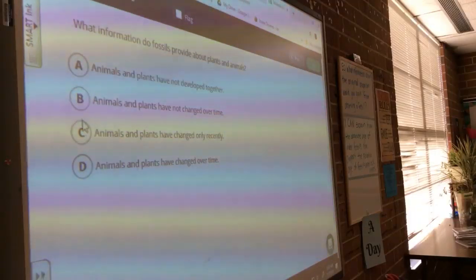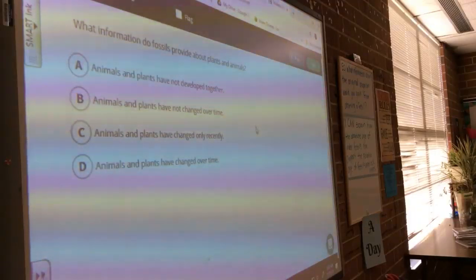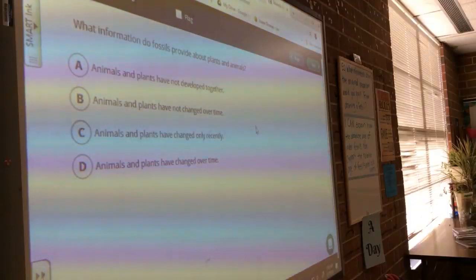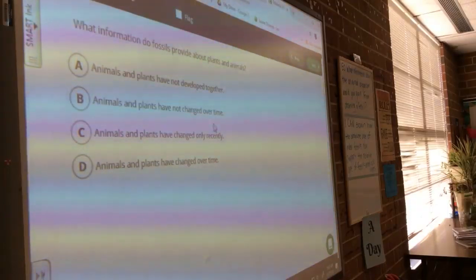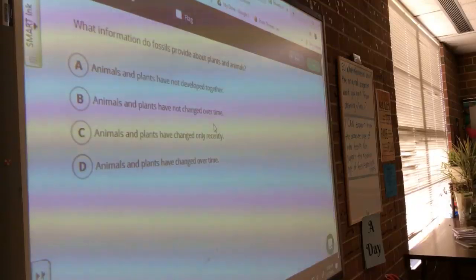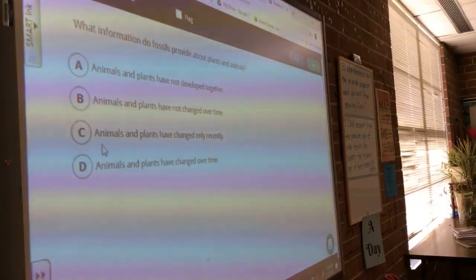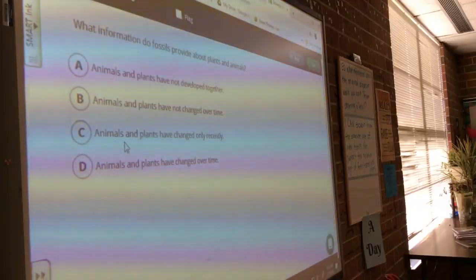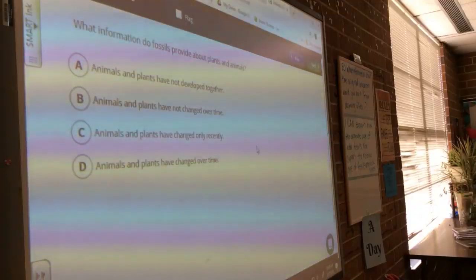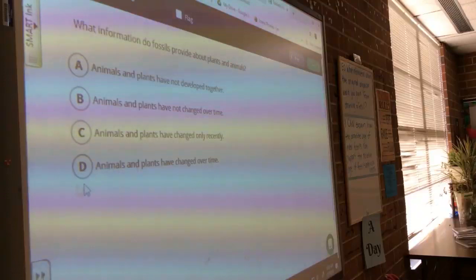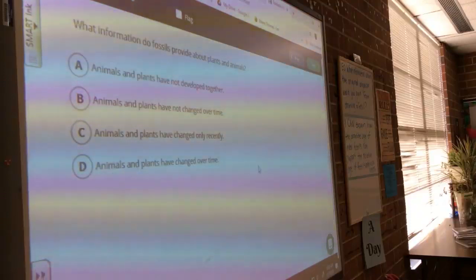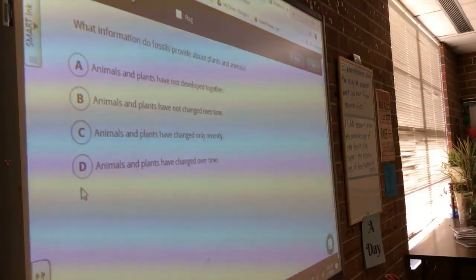Animals and plants have not changed over time. True or false? Definitely false. We have evidence that they have changed. Look at the mastodon and the mammoth and the elephant. They've changed. C. Animals and plants have changed only recently. True or false? False, definitely. They've been changing a long time. Animals and plants have changed over time. Yeah, that's true.